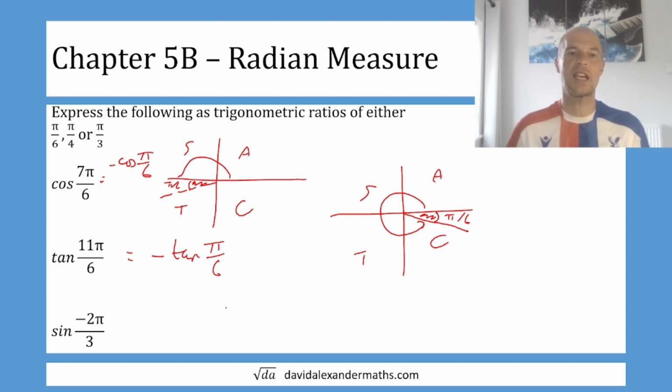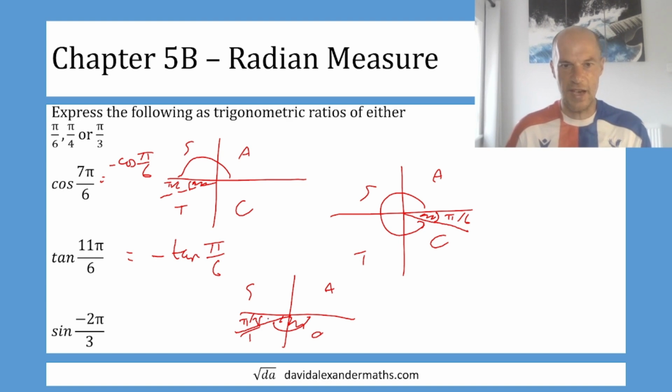So that's the same as negative tan pi over 6. And one more example, the sine of negative 2 pi over 3. So CAST, we are going in the opposite direction, so that will create an angle here of pi over 3. This is my 2 pi over 3 here, but we're interested in this angle here. Sorry, it's not very clear. That angle there is pi over 3.